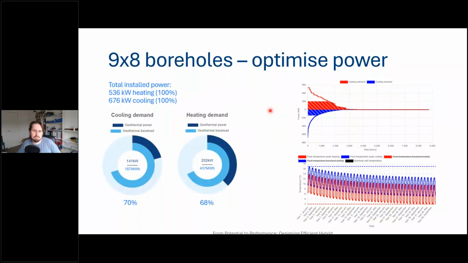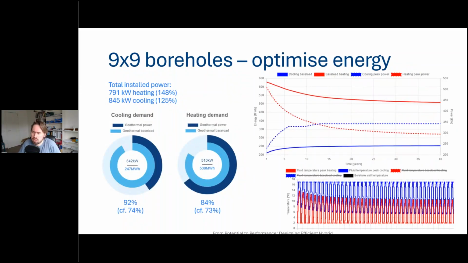So perhaps you can say, well, the previous slide with the 9 by 9 is economically more interesting. You can check that with a total cost of ownership analysis, etc. So perhaps we should work with that one instead. Okay, so let's use the 9 by 9 then and optimize for energy, just to show the difference.